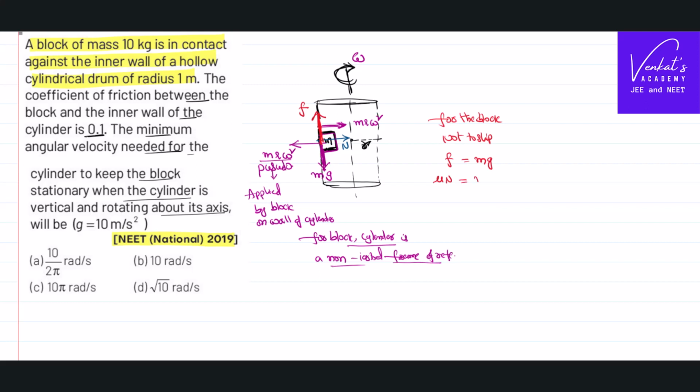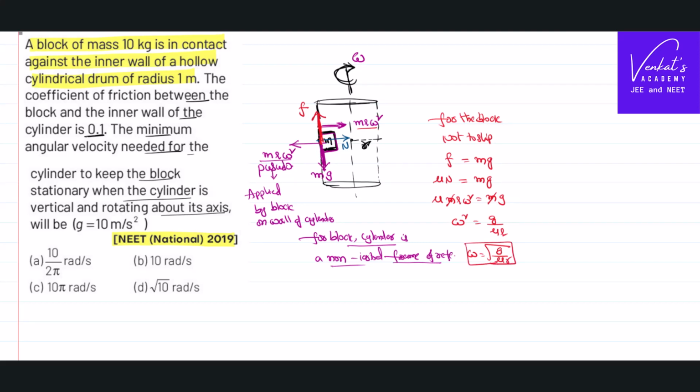Frictional force is mu into normal reaction, and that equals mg. Normal reaction is nothing but m r omega square, as I have explained earlier. So mass can be cancelled, so it is independent of mass. So omega square equals g by mu r, omega equals square root of g by mu r. This is what you are asked to find out.